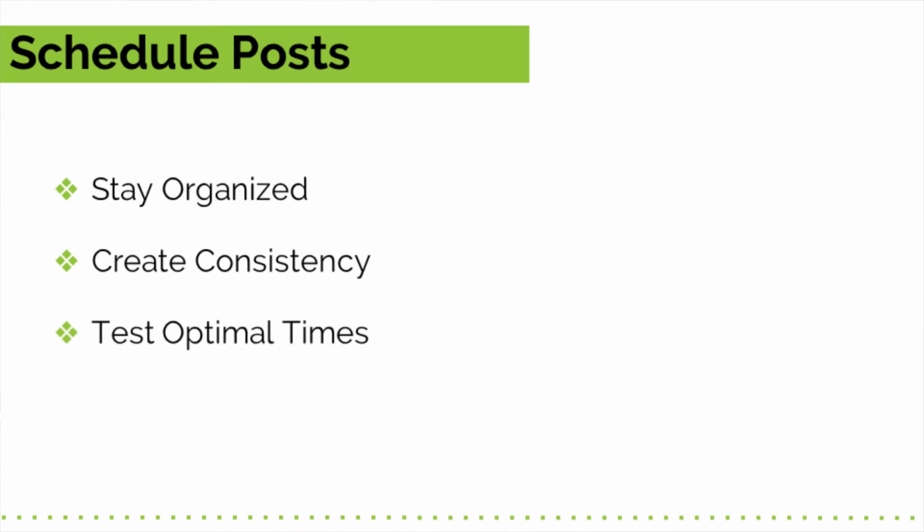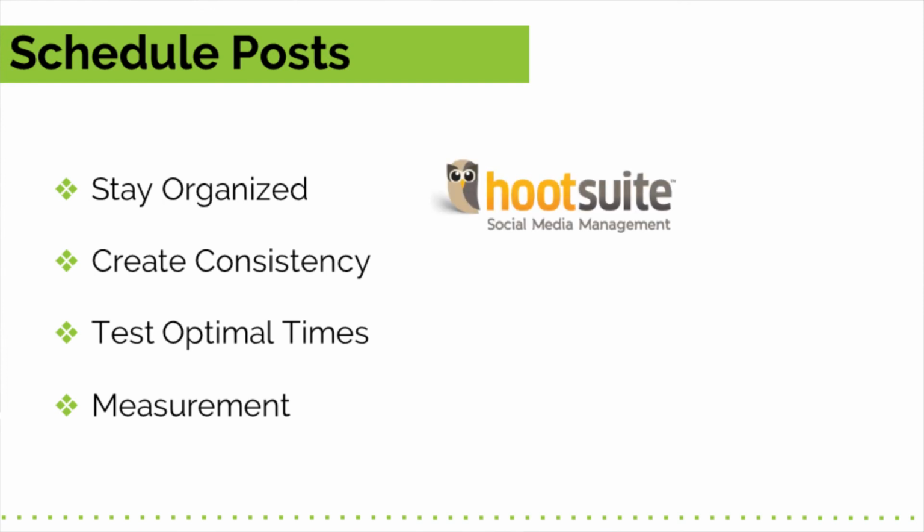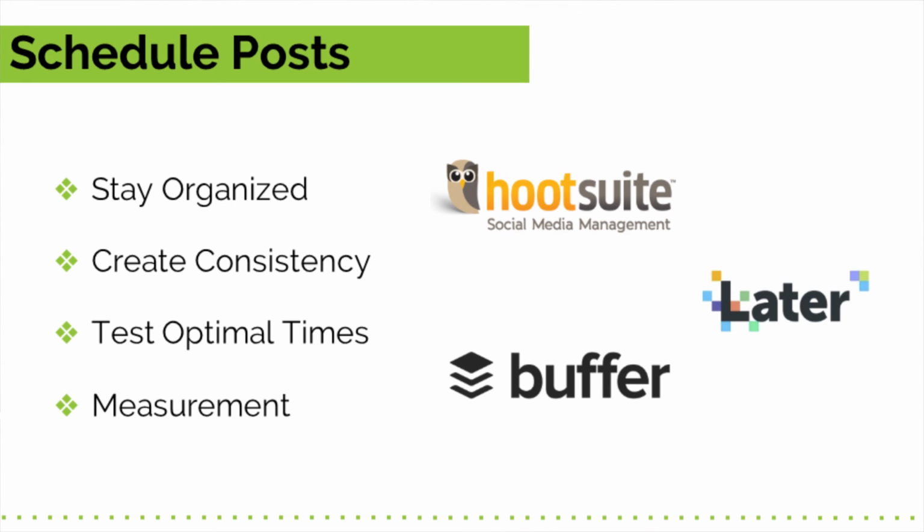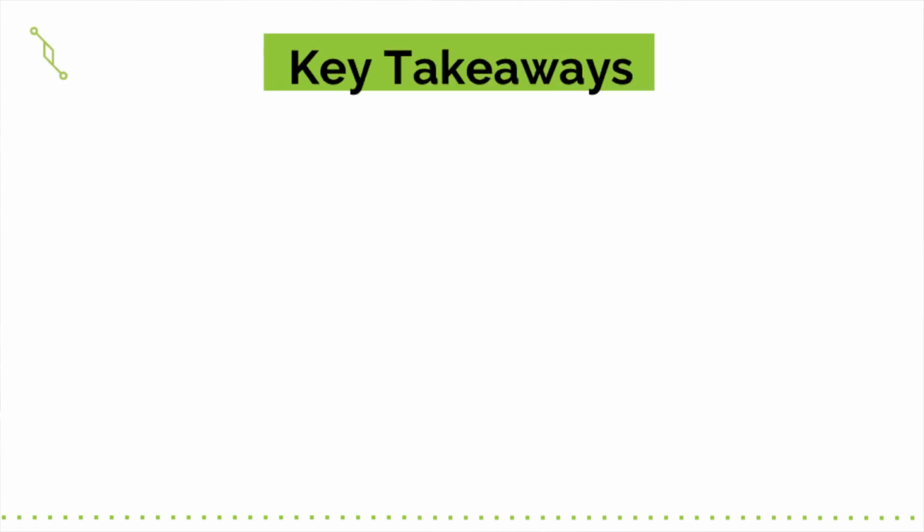Third, it makes it easy to test the most optimal times to post, since you can easily look back at most everything that you've posted and see exactly when it was sent out. Fourth, most free tools come with analytics to simplify your measurement efforts and reporting. Free scheduling software include things like Hootsuite, Later.com, and Buffer. They also have paid options if you need to post more frequently or have more logins and want advanced reporting.